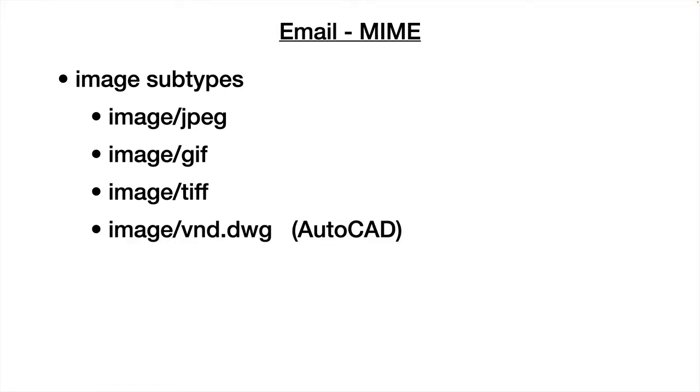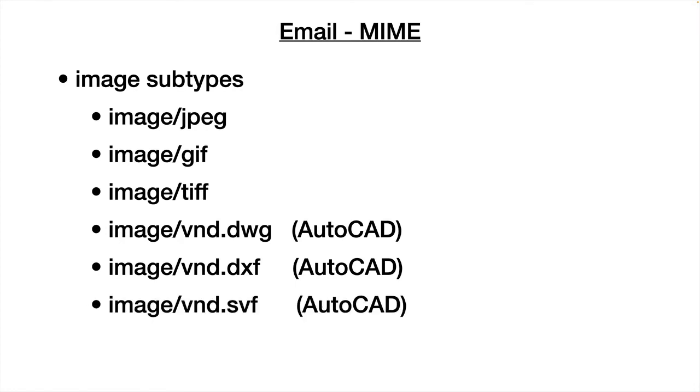Some of these subtypes start with vnd. That means it's vendor specific. So we have vnd.dwg, and that's an AutoCAD drawing file. We have vnd.dxf, which is also an AutoCAD file. And then vnd.svf, which is, I believe, an AutoCAD vector file. So those are some of the image types that we have.